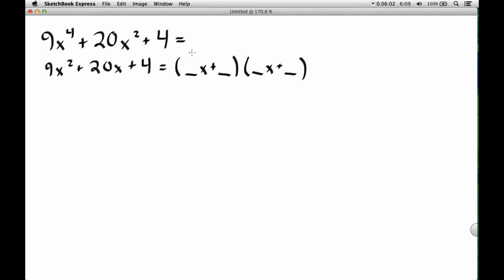What we're going to do here is the same thing, except all of these will change. The x's will change to x squared, and that's so that when we multiply them together, we're going to get back to the x to the fourth that we're starting with here, and you will see that that works out. So let's just factor this like a normal quadratic. We need factors of 9. Could be either 1 and 9 or 3 and 3.